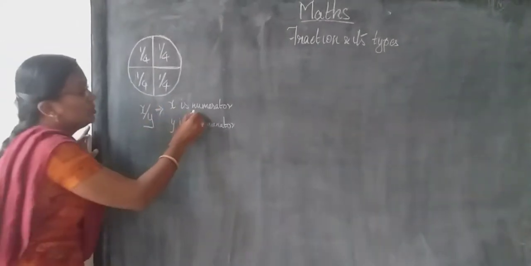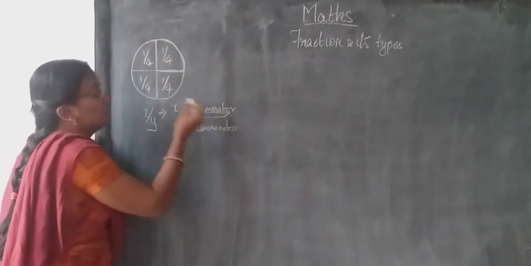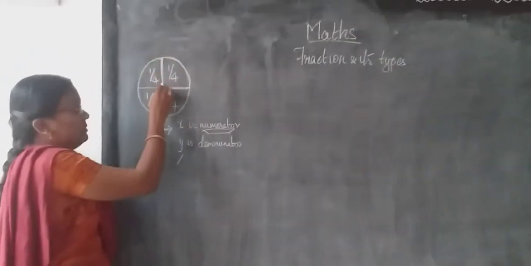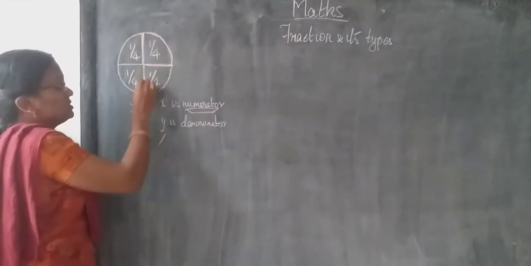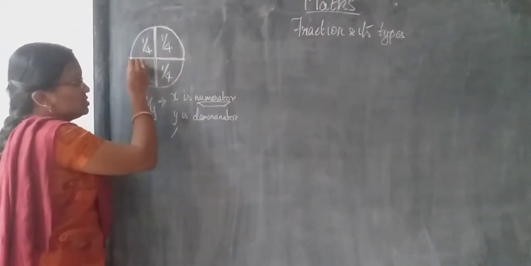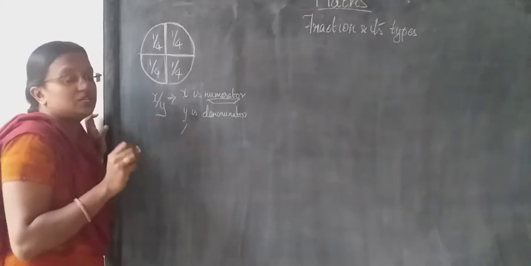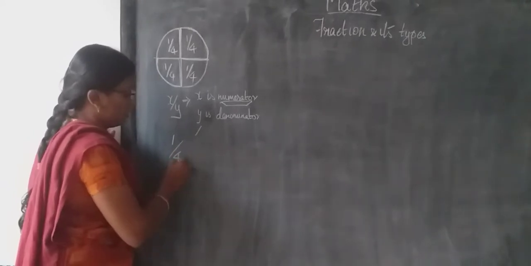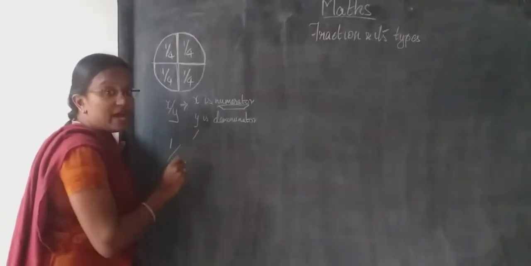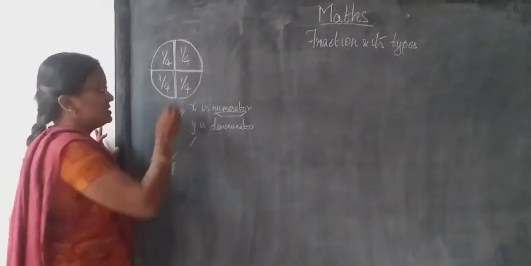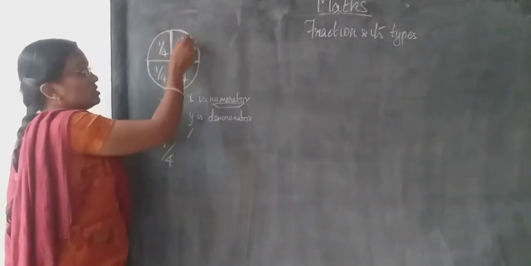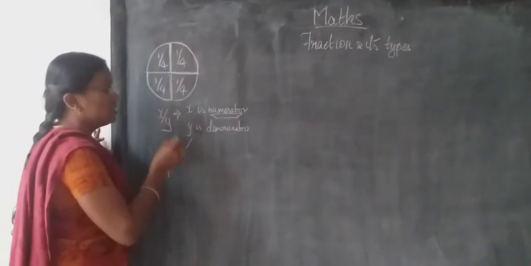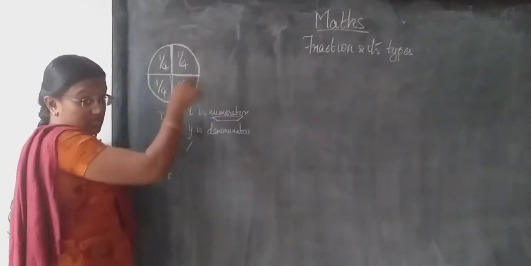In this, the numerator indicates the number of equal parts taken. This is 1 part, this is 1 part, this is 1 part, and this is 1 part. So individually, it denotes the number of parts: 1. Whereas 4 tells how many parts constitute the whole thing. That is, there are 4 parts, right? So these 4 parts constitute the whole cake. So we call it the denominator.